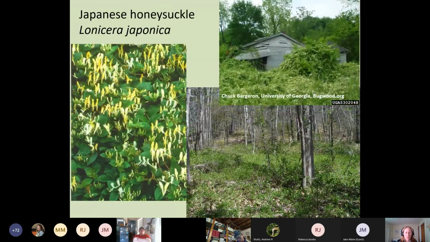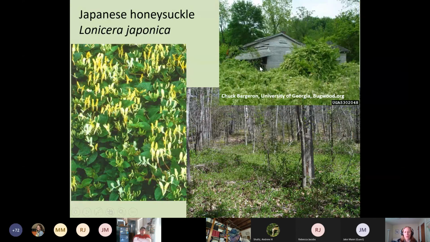Going on to another woody vine, Japanese honeysuckle. So this is the only vining honeysuckle that is invasive. There are some other vining honeysuckles that are ornamental that are not known to be invasive, but Japanese honeysuckle is a woody vine that can climb or trail on the ground. So in the photos on the right, you're seeing both a habit where it trails on the ground in the lower photo and a habit where it's climbing up on other plants and here buildings.